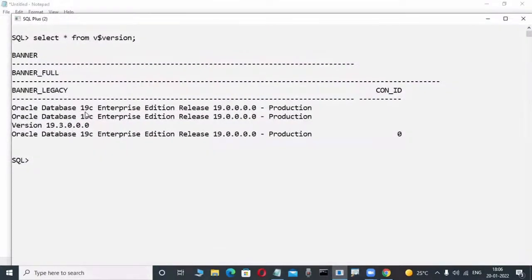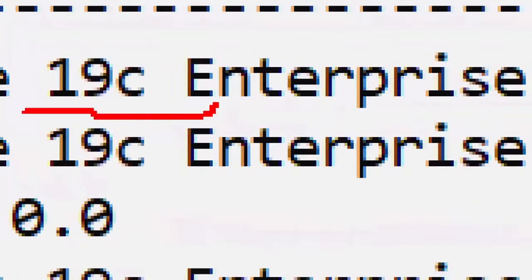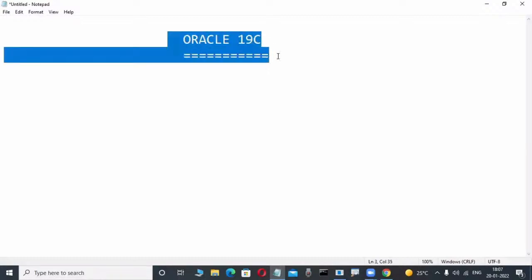But in our class, this software is available. 19c we are learning only. C means cloud technology. Cloud computing is there. In the olden days, grid computing was there. Now cloud. We understand what cloud is. Now this is Oracle 19c. 19c means cloud technology. This is the latest version we are learning in our class.